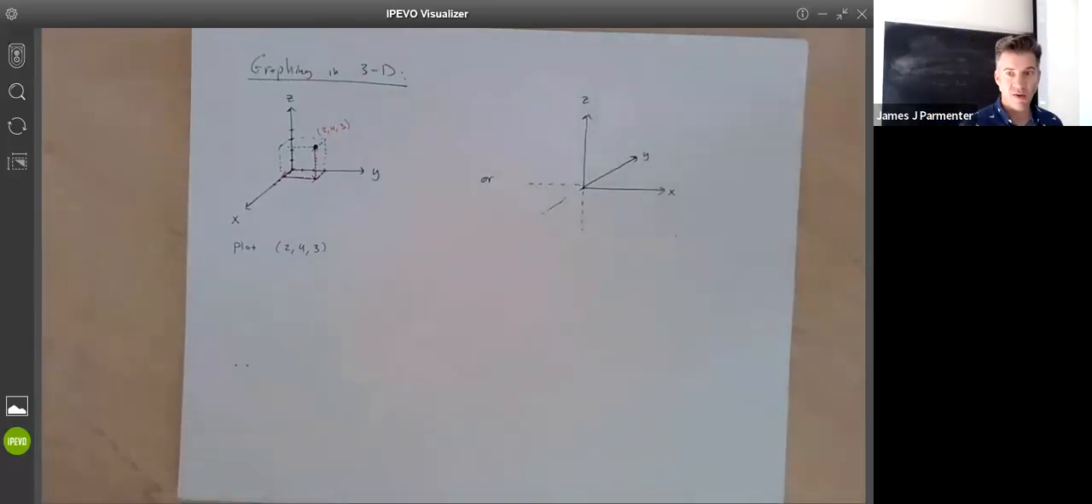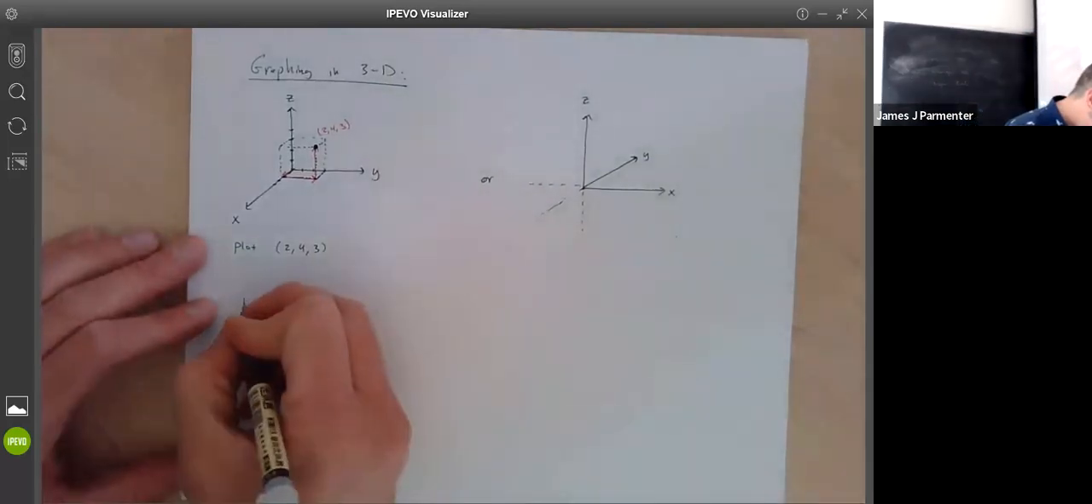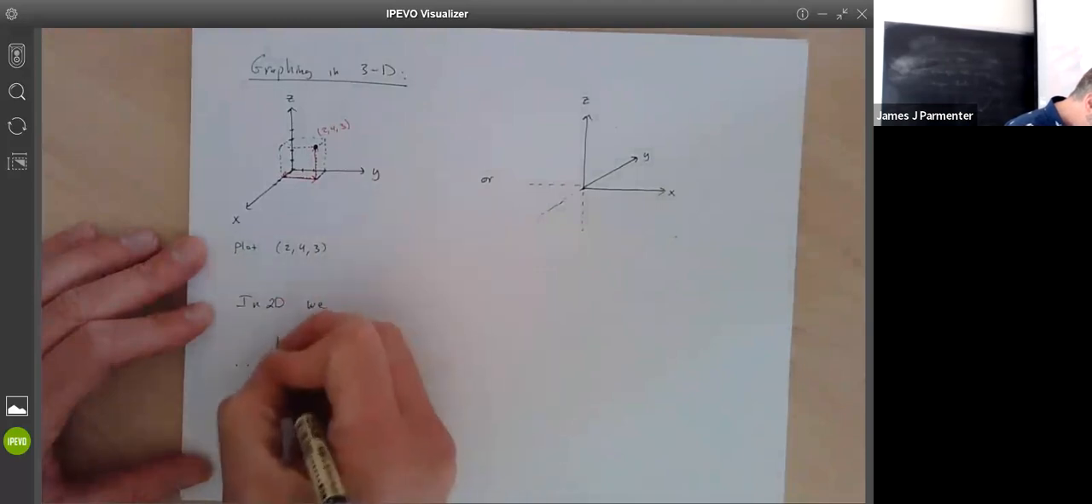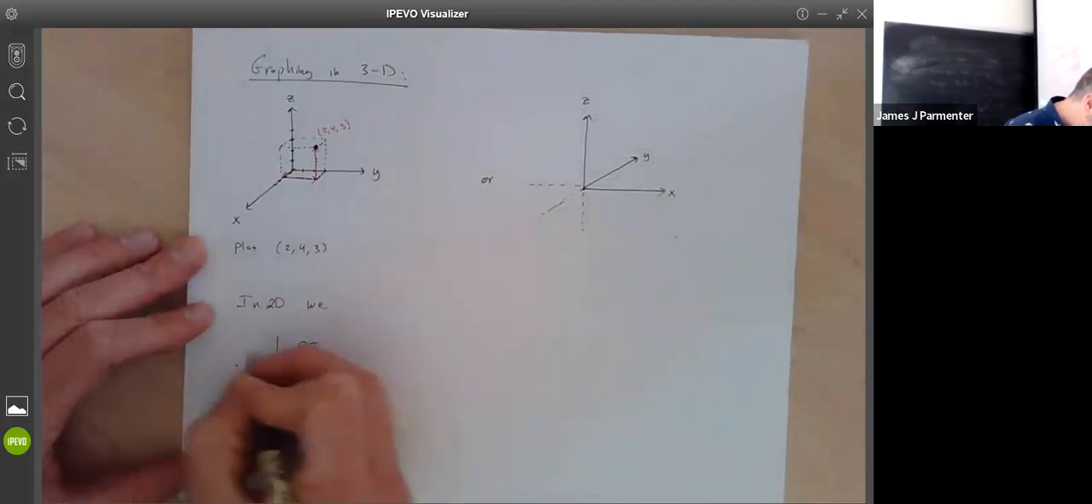Just some other things that occurred to me. In 2 dimensions, we have 4 quadrants.